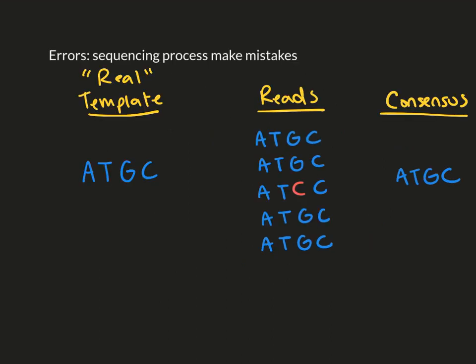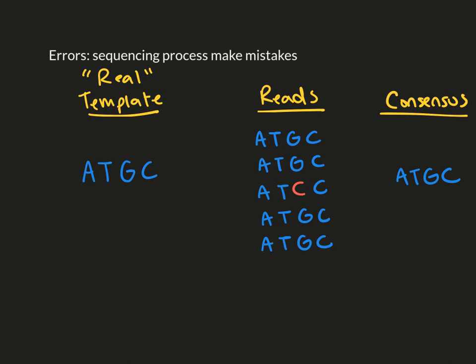The sequencing machine itself, the sequencing process, can also make mistakes. So again, for example, you can have this real template that's A, T, G, and C, but this real template is invisible to us. We as users do not know this. This is the bit that's hidden inside the cell that we can't see with our eyes. We have to do this amplification and this sequencing process in order to get reads. This is what we do see.